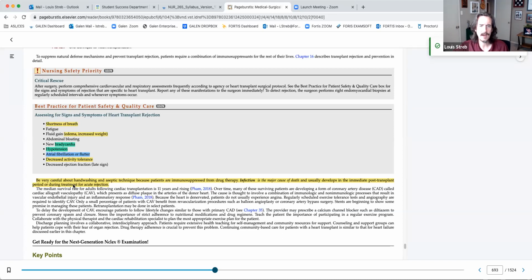Be very careful about infection though. So think about hand washing, think about aseptic technique, because these patients are going to be immunosuppressed. Why? Because they're on anti-rejection drugs, and we're trying to decrease the immune response so that the rejection does not occur. So infection is the major cause of death and usually develops in the immediate post-transplant period or during treatment of acute rejection. So that is where we're going to focus, and that is where we're going to remain on this journey.